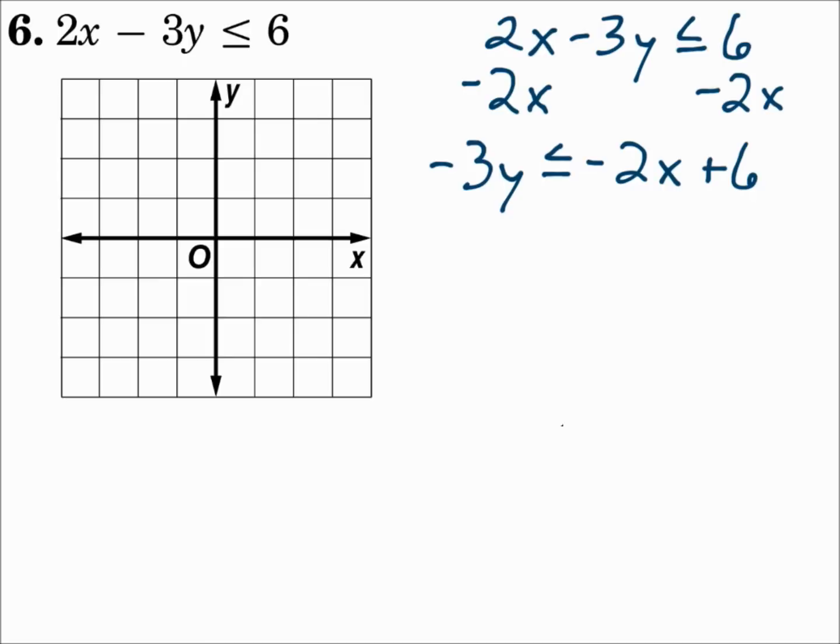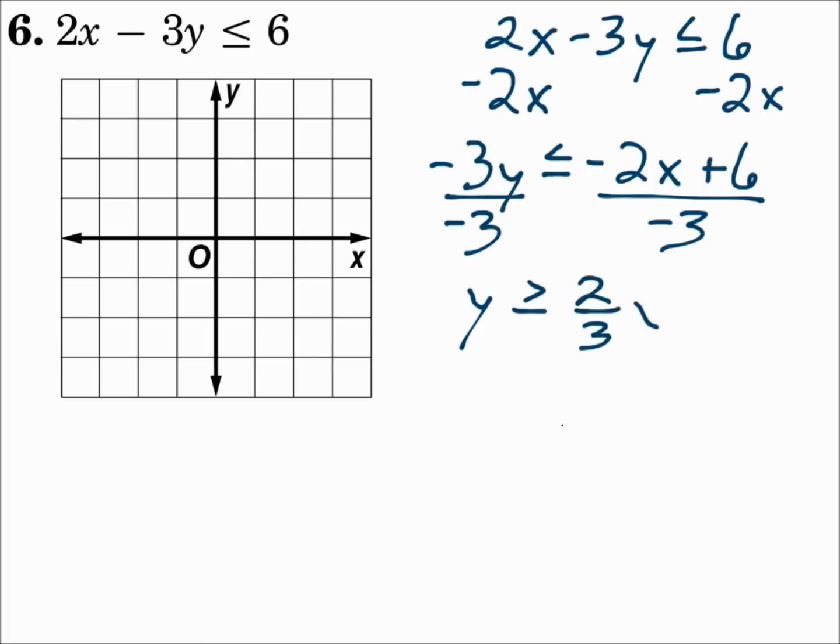Then divide both sides by negative 3. The negative 3's cancel, leaving a y. Since we divided by a negative, we flip that sign around, so now it's greater than or equal to. Negative 2x divided by negative 3 is a positive 2/3 x. 6 divided by negative 3 is negative 2. And now we can graph the line.